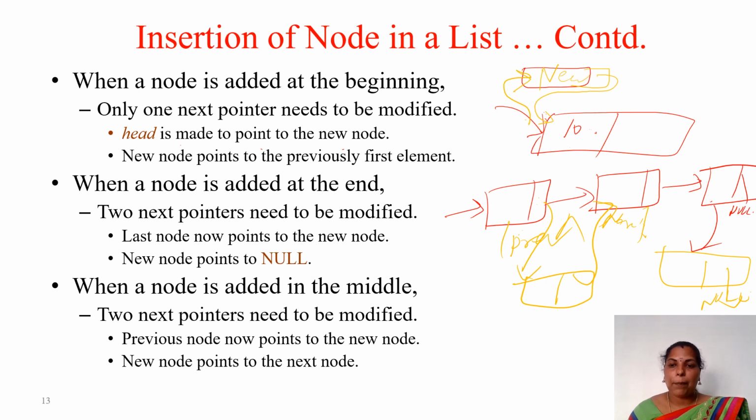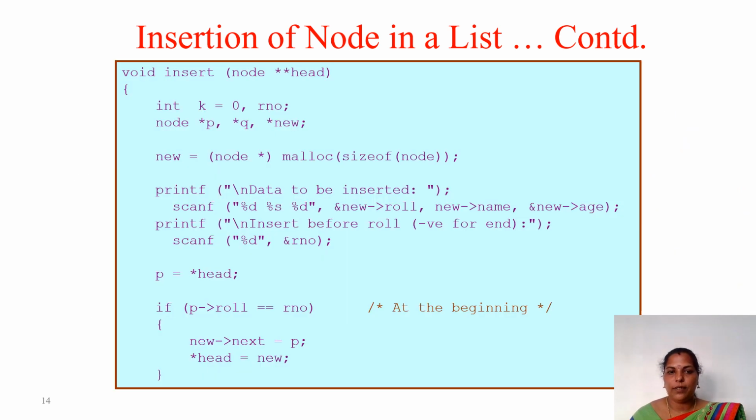So while interpreting the linked list and from the implementation point of view, you have to know this is the previous, this is the next. First we make the previous node point to the new node, and the new node's next points to the next node. So with respect to insertion, with these three cases we have to perform insertion. Let us see the code.